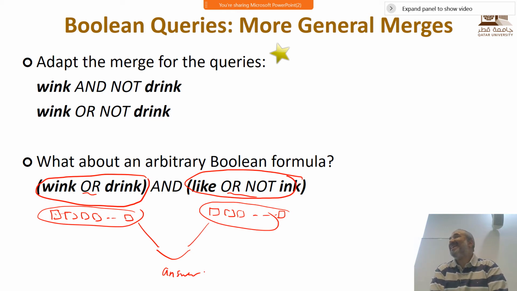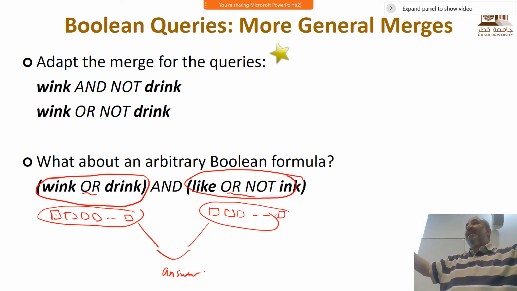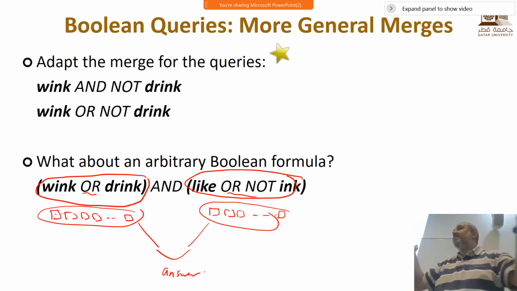Yes? It is given to you. Yes, the number of documents is given to you, and you can assume that if the number of documents is n, then the document IDs are from 1 to n.